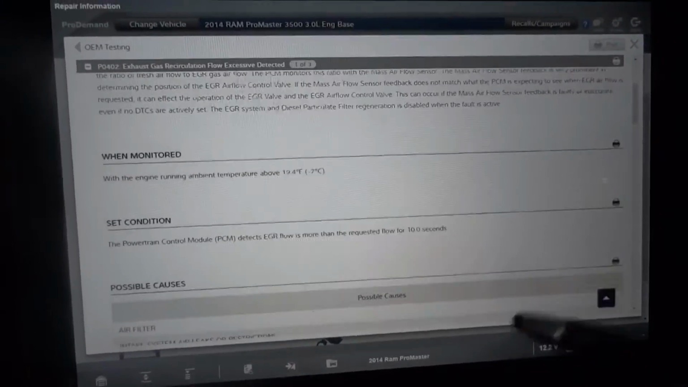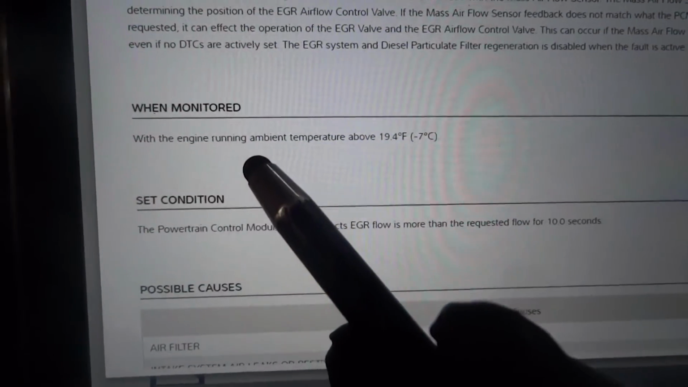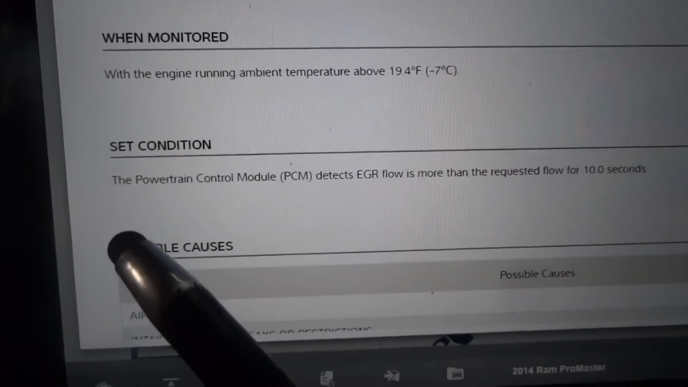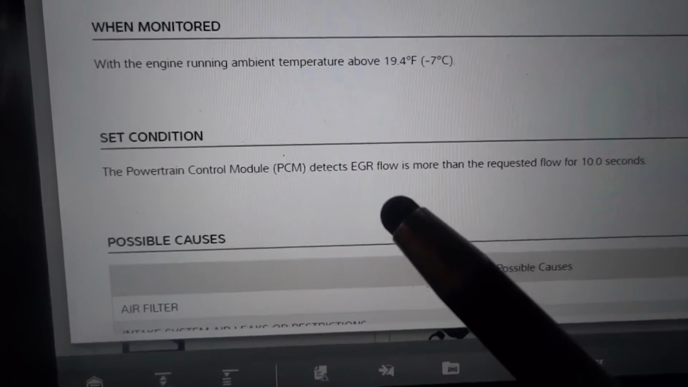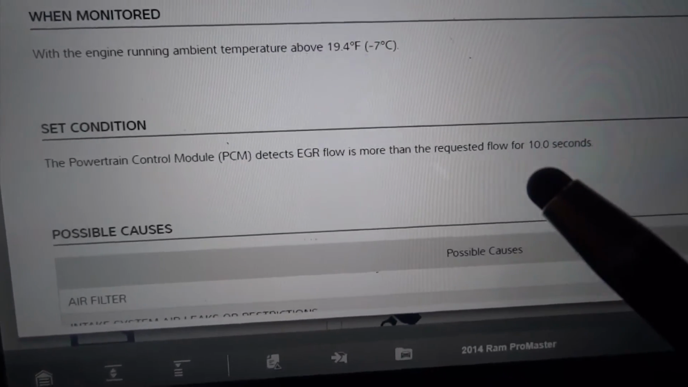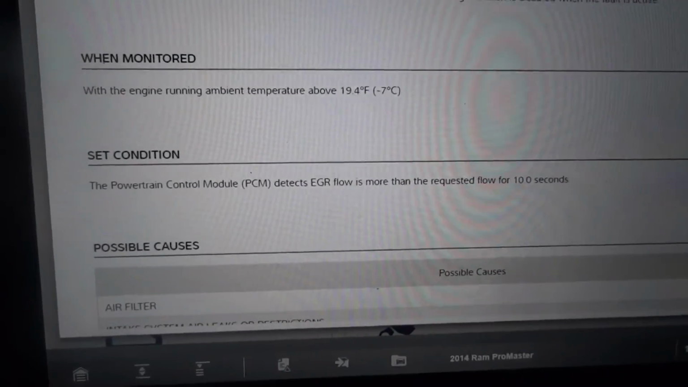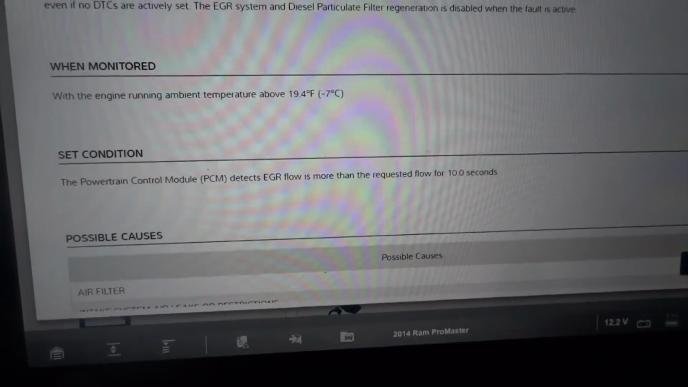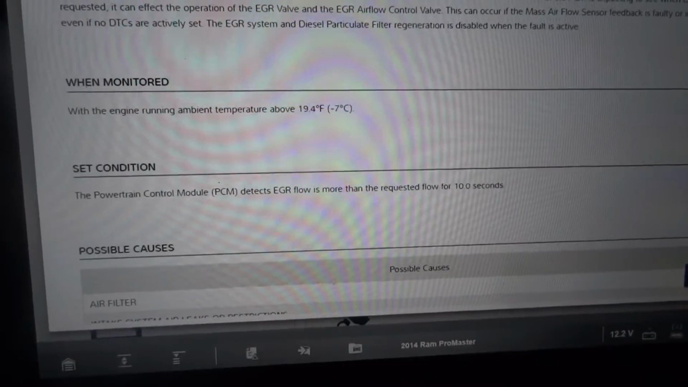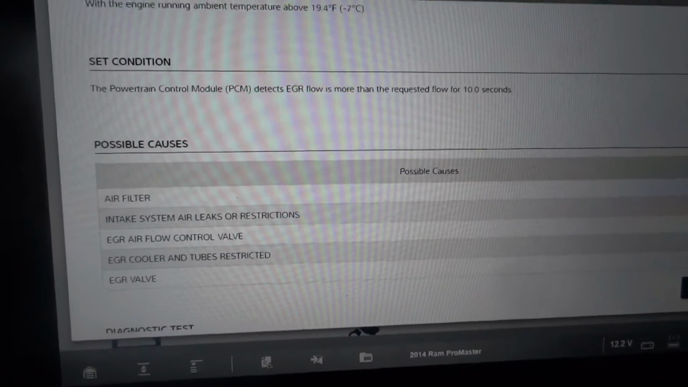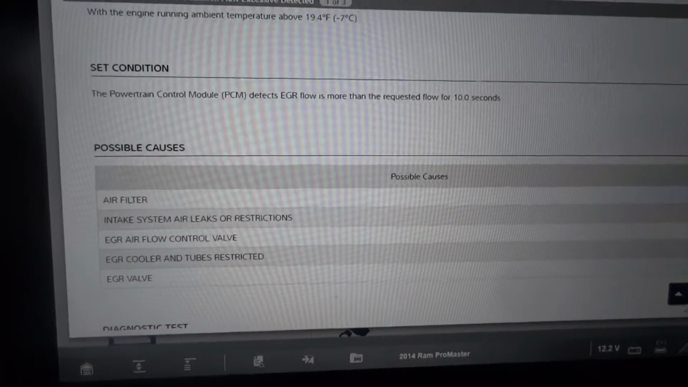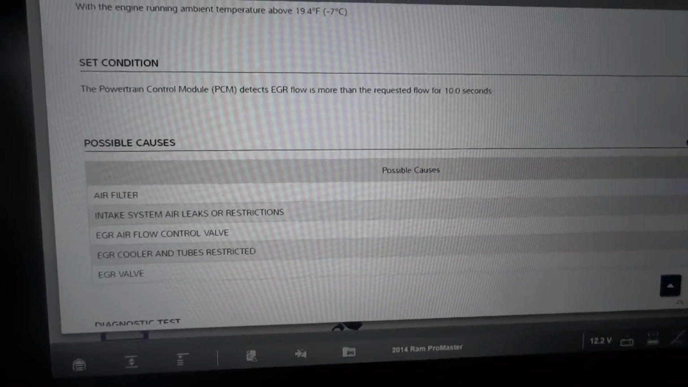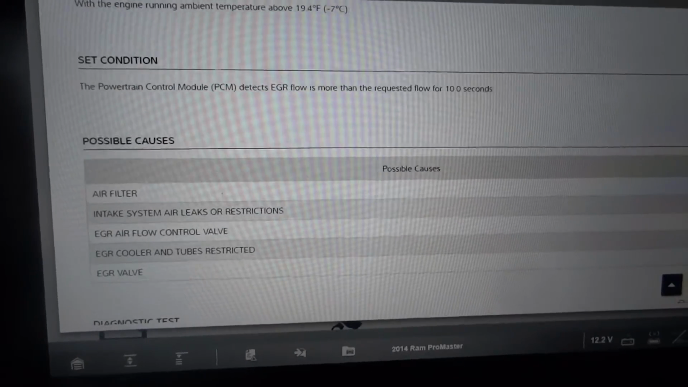Let's see. When monitored with the engine running, ambient temperature above 19.4 degrees Fahrenheit. Okay. The powertrain control module detects EGR flow is more than the requested flow for 10 seconds. So this is if the flow is excessive for more than 10 seconds, this trouble code is set. Okay. So we could have a bad mass airflow sensor or an EGR valve that's sticking open. And the customer told me that the throttle light is flashing sometimes. So with this code being set in the engine computer, this is what's causing the throttle light to flash sometimes, because the regeneration is not being initiated.